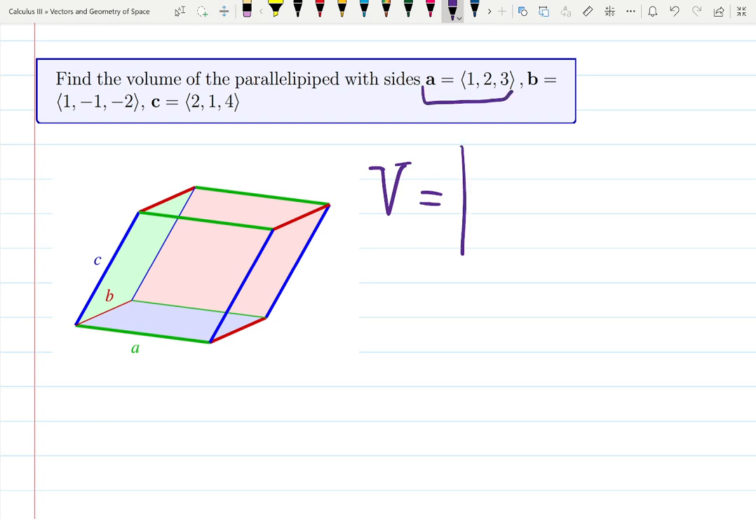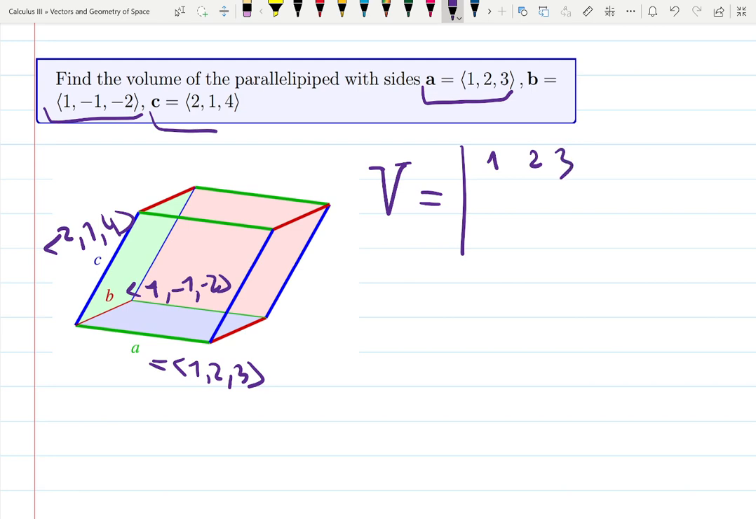They give me three vectors, A, B, and C. Here they are. A is 1, 2, 3. B is 1, -1, and -2. And C is 2, 1, and 4. So I just build a matrix 1, 2, 3, 1, -1, -2, 2, 1, and 4. That's it. Find the determinant of this matrix. It gives you a volume. It might be negative, so don't forget to take the absolute value of that.